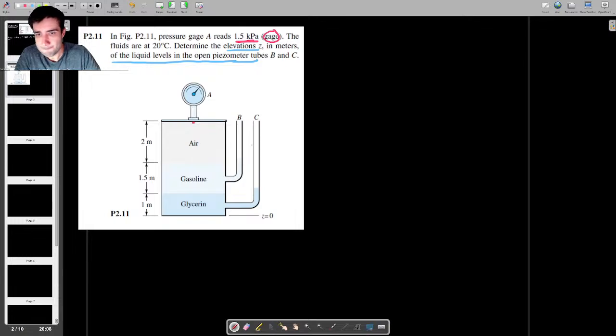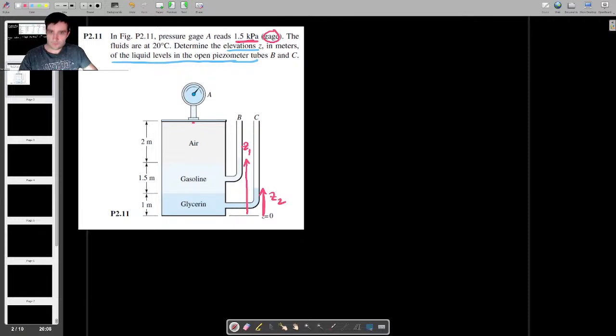So let's use some good colors here. We've got this, which is, let's call it Z1, and this one Z2. And I think that's pretty much it in terms of unknowns.